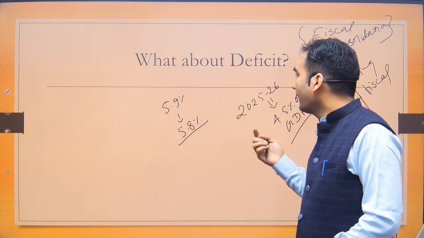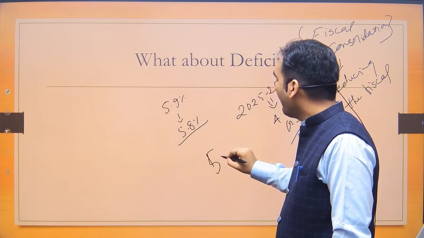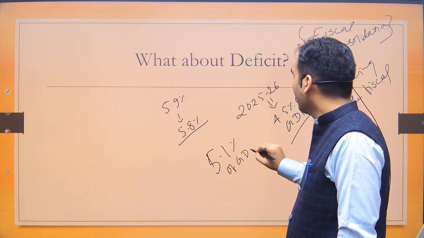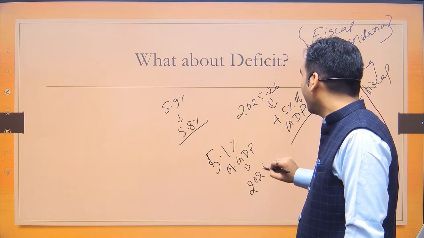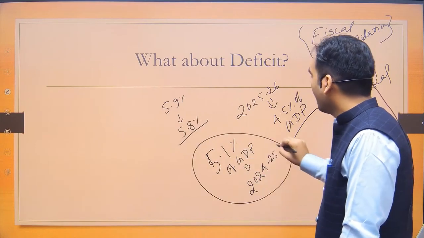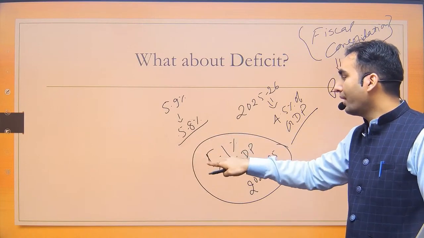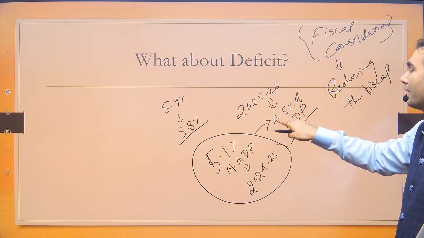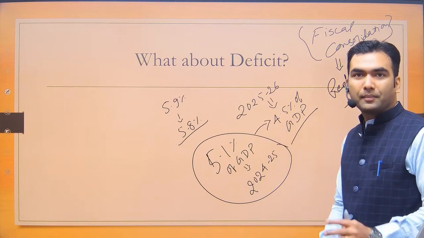Now we have put a target. This target can often be asked: 5.1% of GDP in this financial year 2024-25. In this financial year, so this year 5.8 we are going to achieve, next year 5.1, and next to next year we will reach 4.5%.